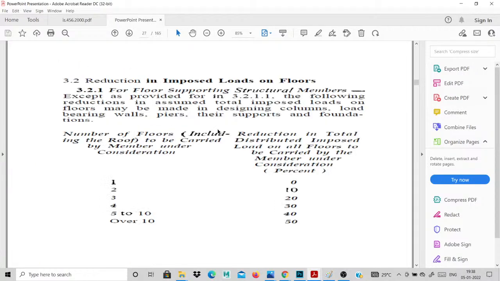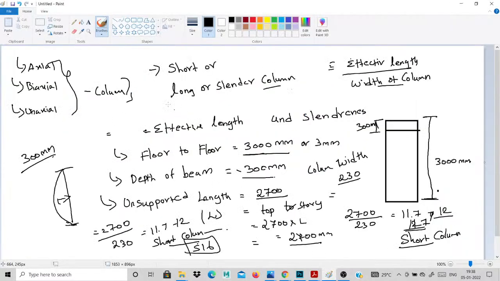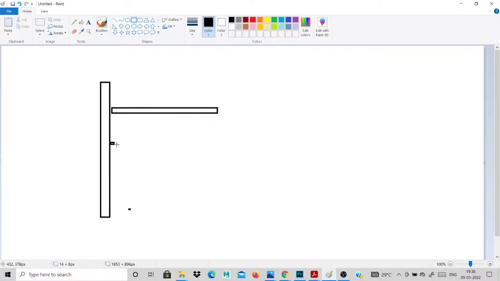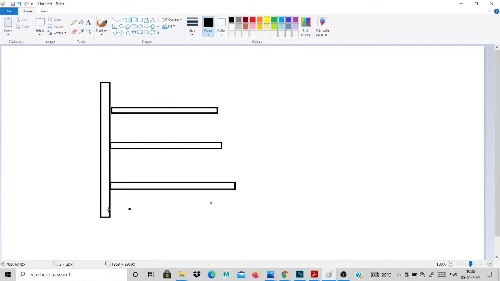How to reduce your column load. Only compression. Okay, simple example, these are the conditions. I will tell about another one: how to reduce your column load. For example, see this. This is our column, and these are different beams and different floors. How do we reduce your column load? First of all, I take some column loads.